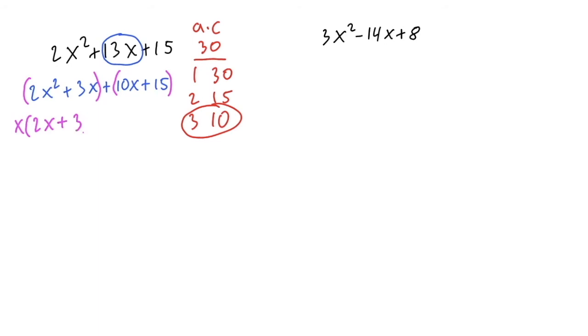And then we have this plus here. And then in the second set of terms, we have 10x plus 15. So 10 and 15 have a GCF of 5, and we can't take out any x's because 15 doesn't have an x. So we're left with 2x plus 3.